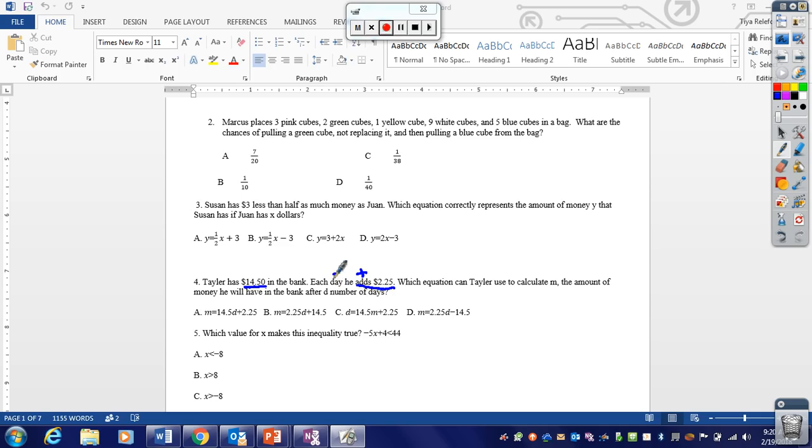So each day, each is multiply, right? We're multiplying times days. Is this a positive or a negative $14.50? Positive. And is 2.25 positive or negative? Positive. And which one of these numbers is being multiplied by days? Is it $14.50 each day, or is it $2.25 each day? Right, so that's the number that's going to be multiplied. So you are looking for the equation that has $14.50 being added and $2.25 being multiplied.